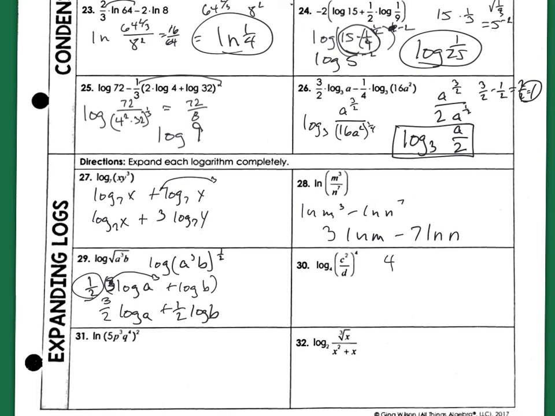This is going to be, the 4 comes down, and we have the log base 4 of c squared minus the log base 4 of d. So let's see what happens here. So we have the 4 times, and then this is a 2. Sorry, I forgot to bring my 2 down. So 4 is here, and then the 2 comes out. So 2 log base 4 of c minus log base 4 of d, and then distribute the 4. 8 log base 4 of c minus 4 log base 4 of d.